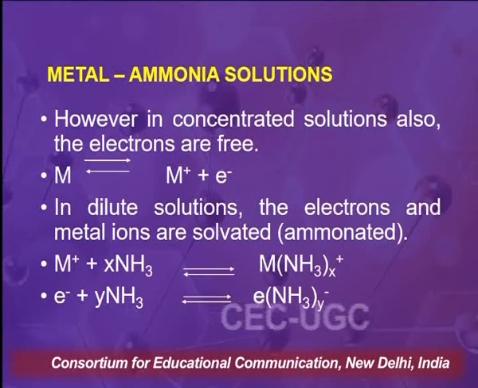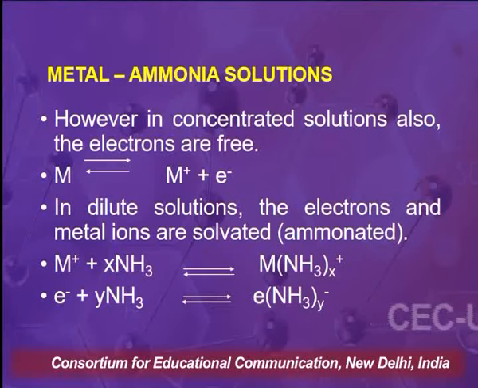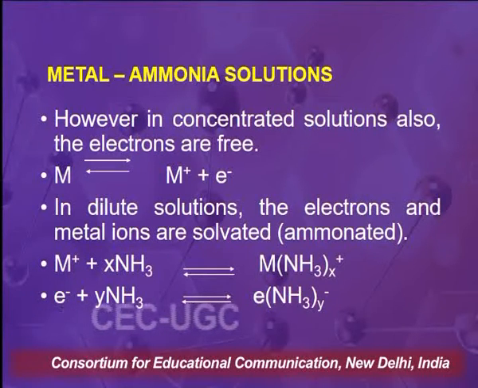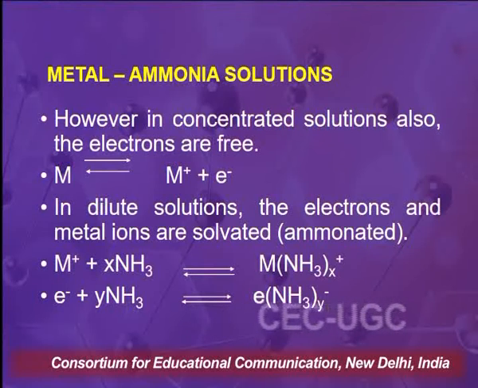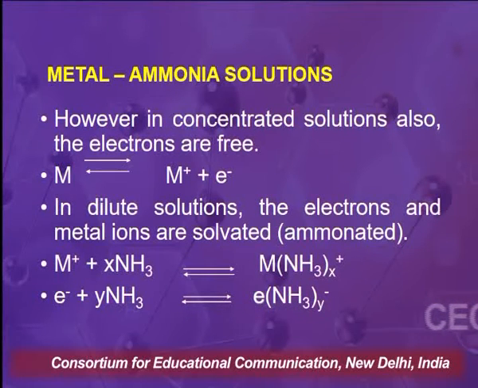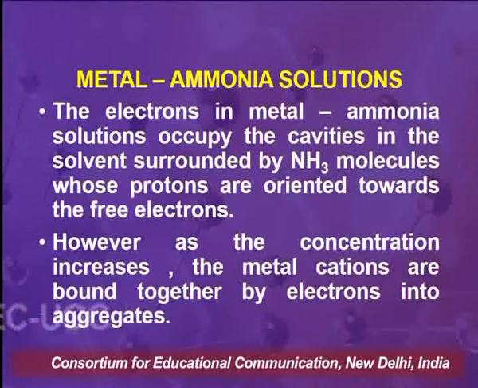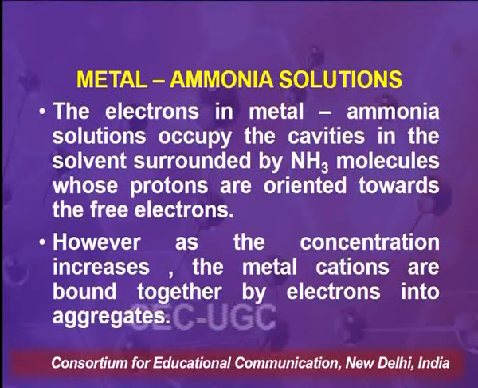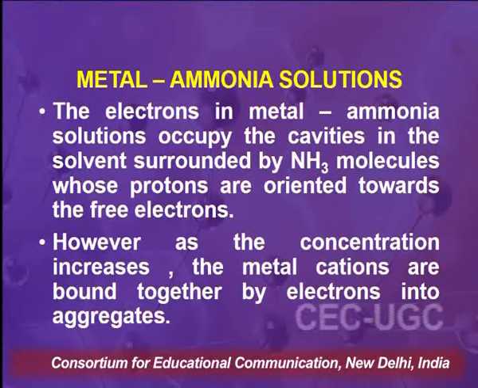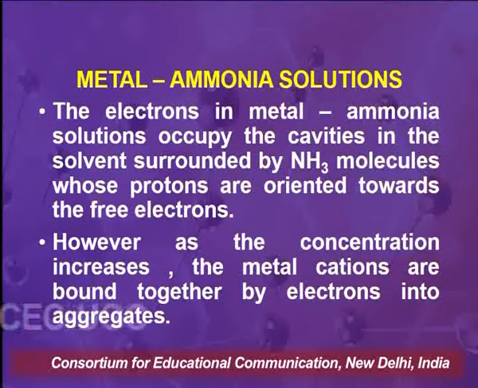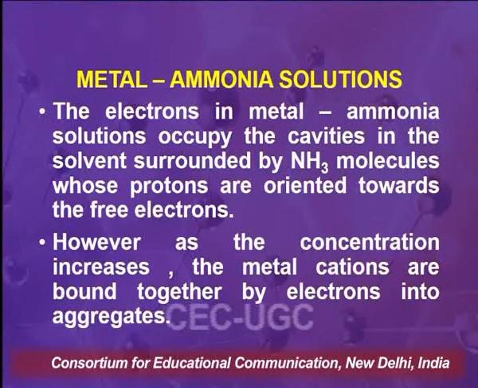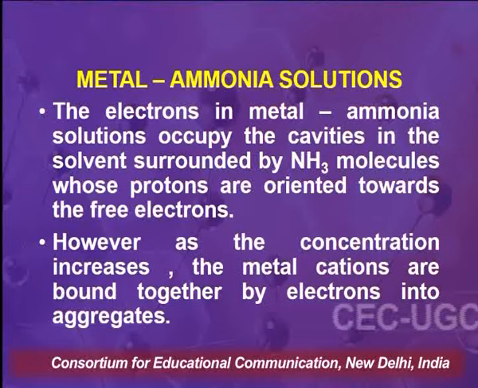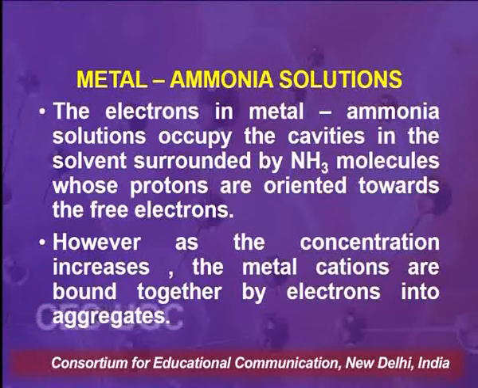with liquid ammonia. So metal ions with x moles of liquid ammonia give M(NH3)x, and electrons with ammonia give the electron-NH3 complex. The electrons in metal ammonia solutions occupy the cavities in the solvent surrounded by ammonia molecules whose protons are oriented towards the free electron. However, as the concentration increases, the metal cations are bound together by electrons into aggregates.